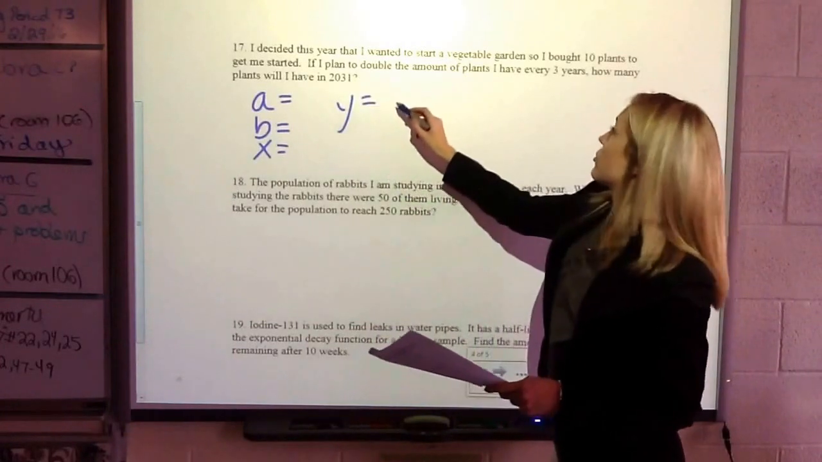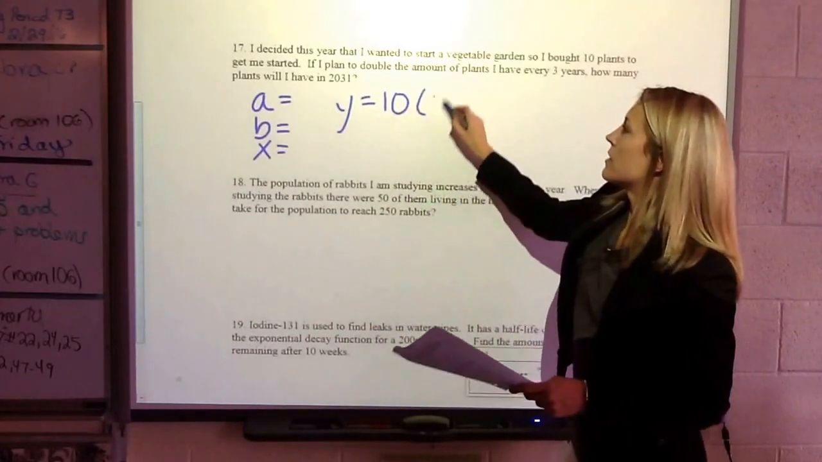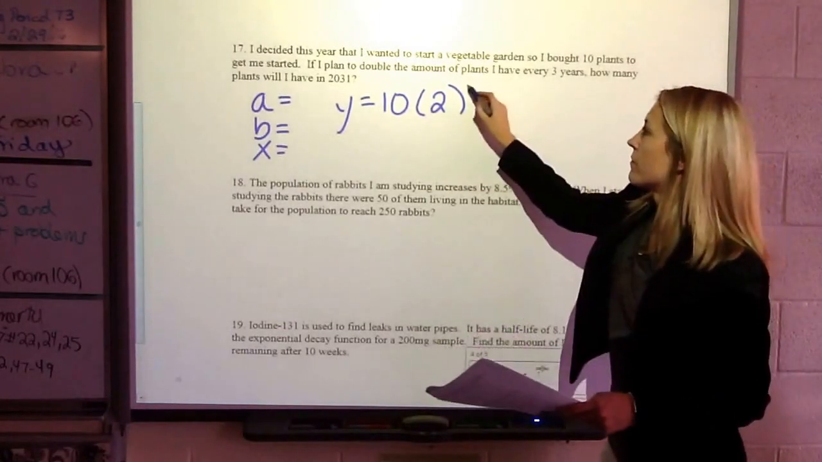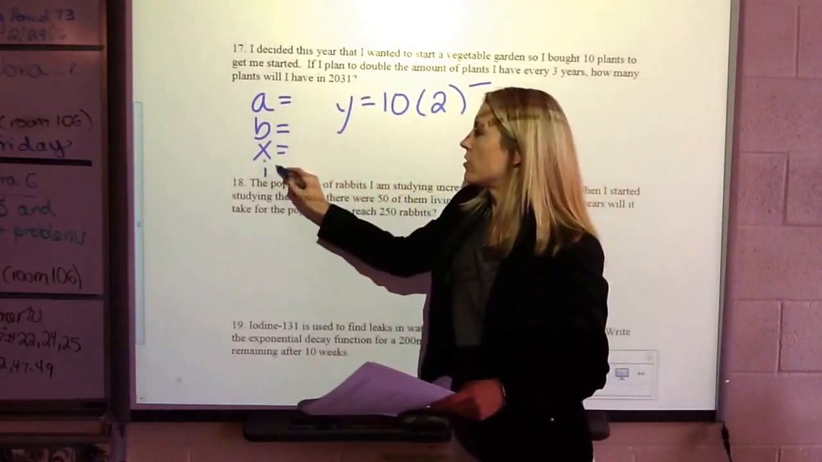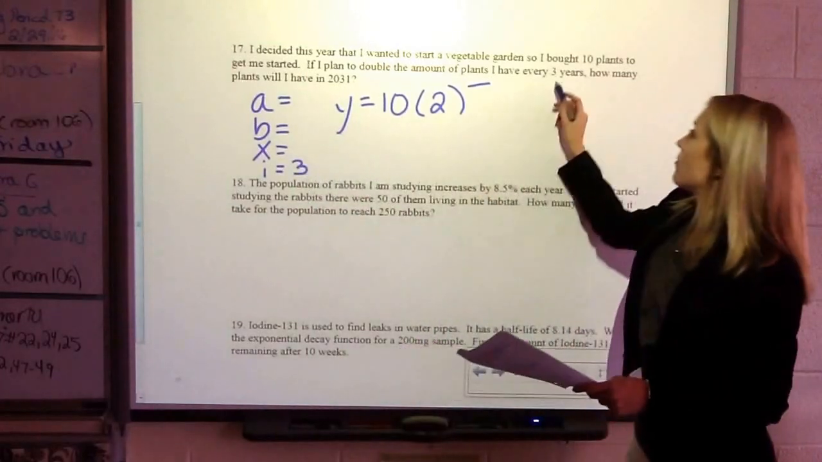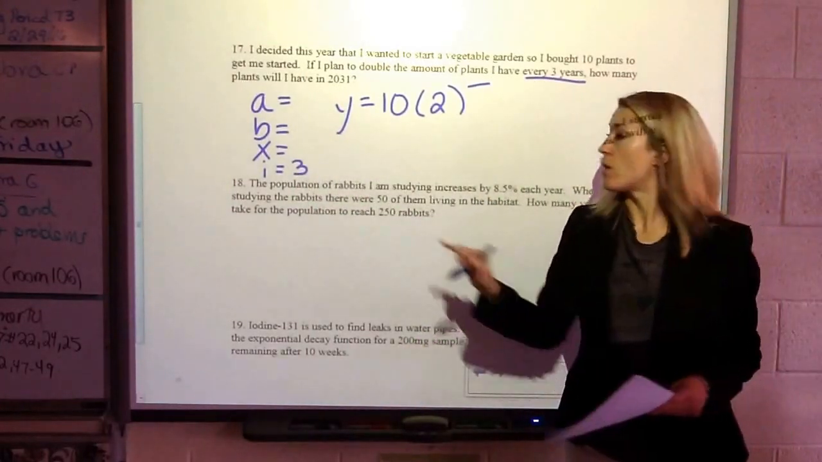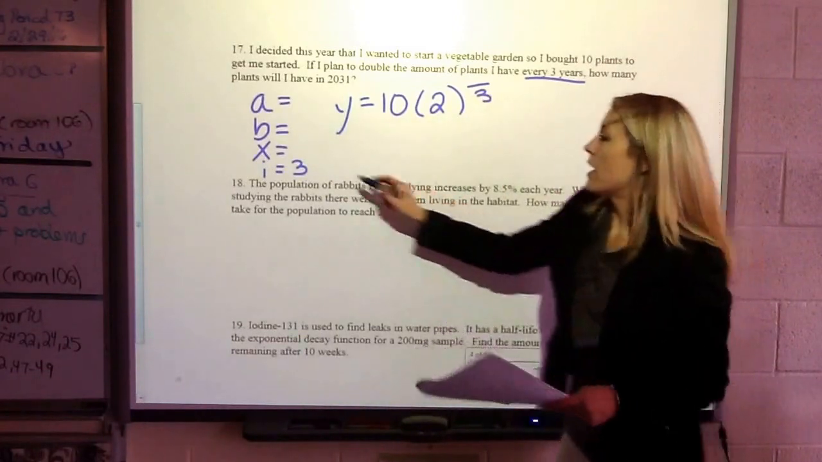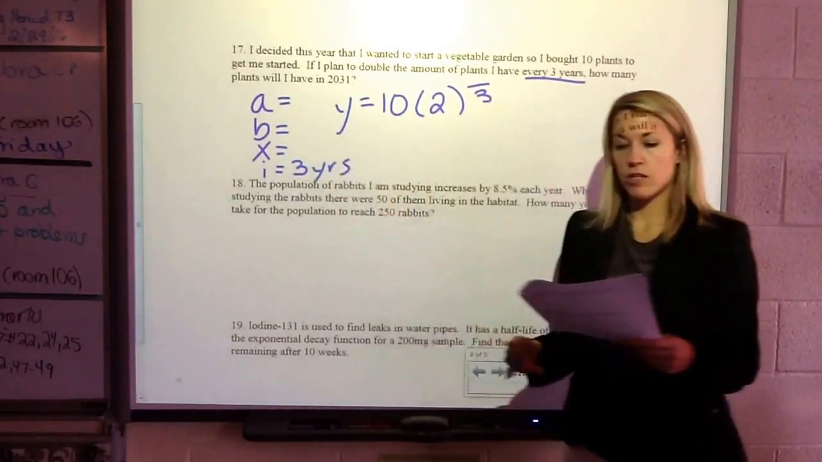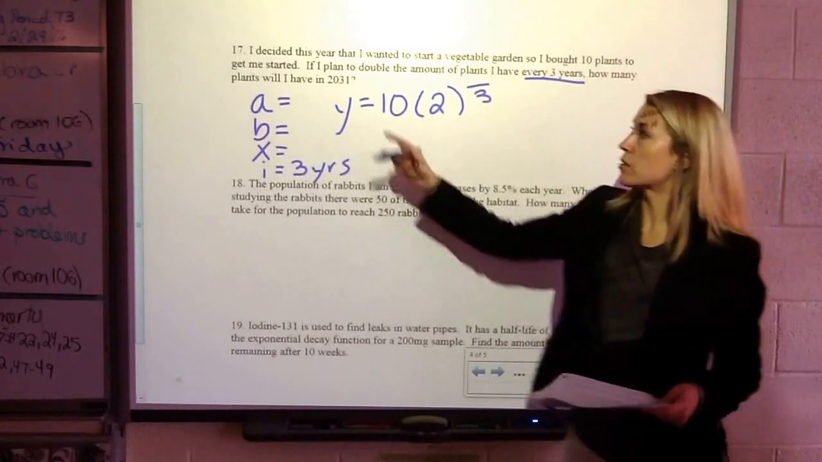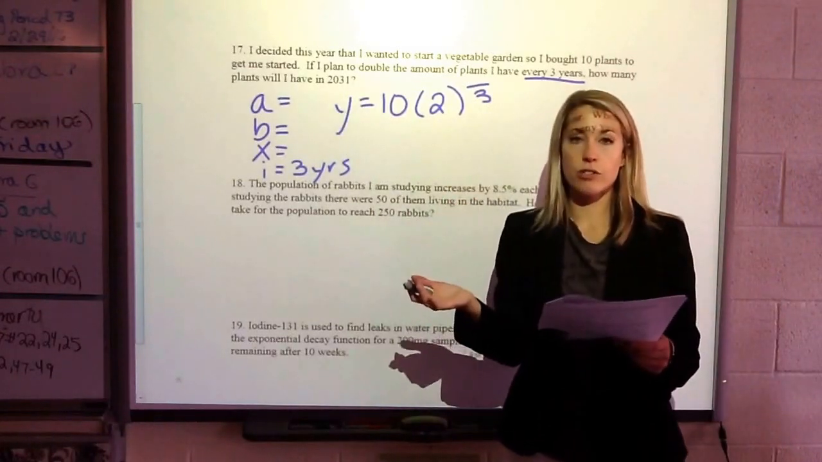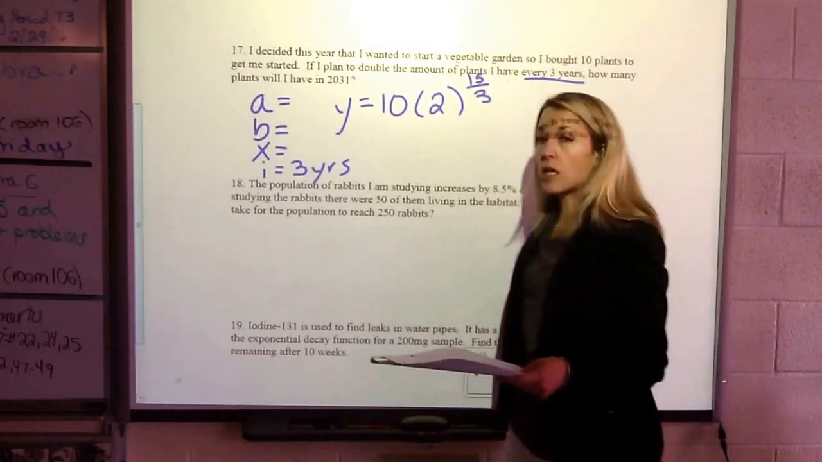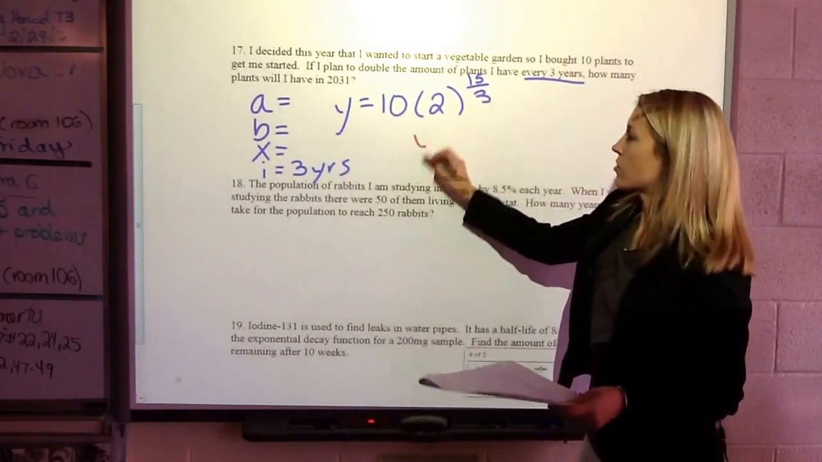So you start a vegetable garden with 10 plants. It doubles, but you double every 3 years. So that means I have an interval. Again, after the word every, if there's a number, you have an interval. So I'm dividing whatever x is by 3, and it has to be in years. So from 2016 to 2031, how many years are there? There are 15 years. So you'll plug this in and you'll get how many plants you're going to have at the end.